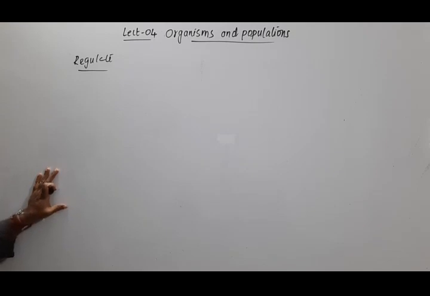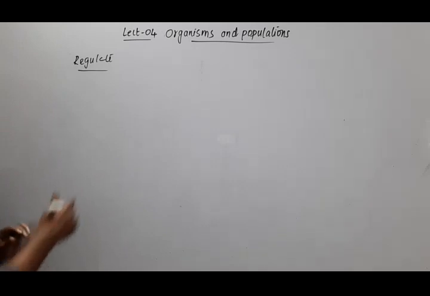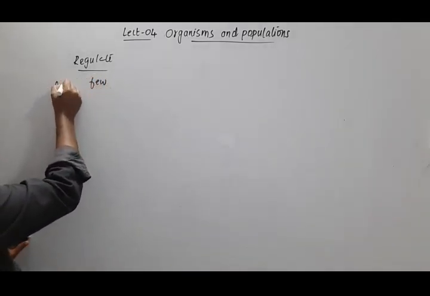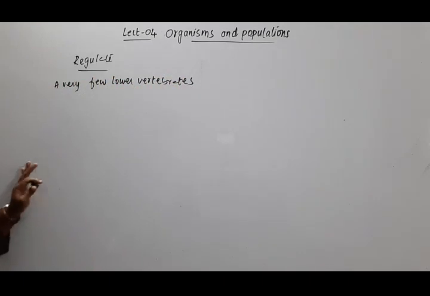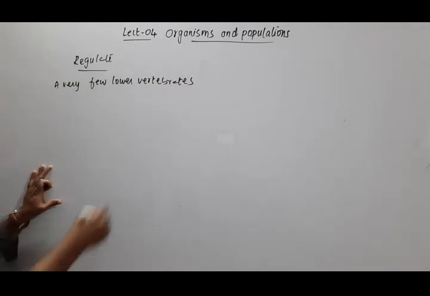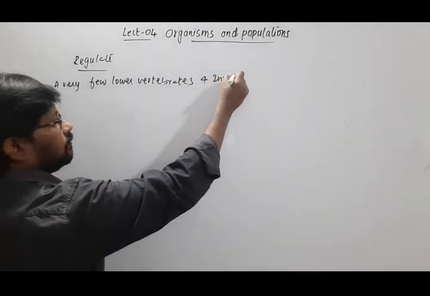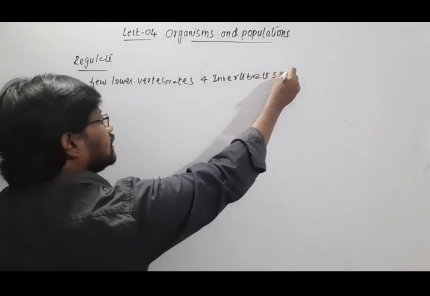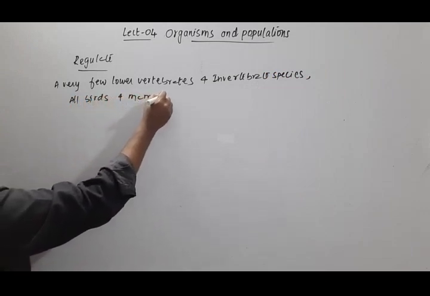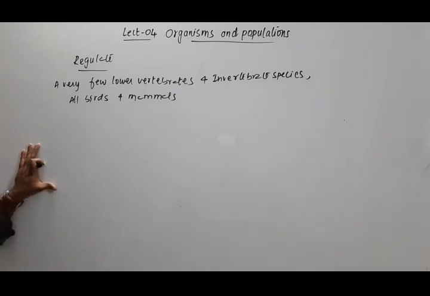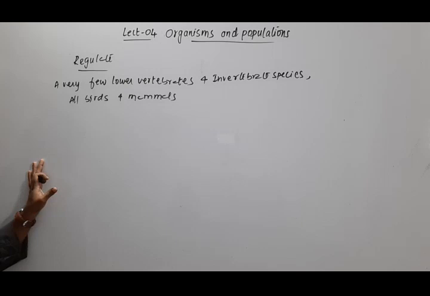Now here, when we see a very few lower vertebrates, and a very few invertebrate species, and all birds and mammals, they are able to maintain a constant internal environment.